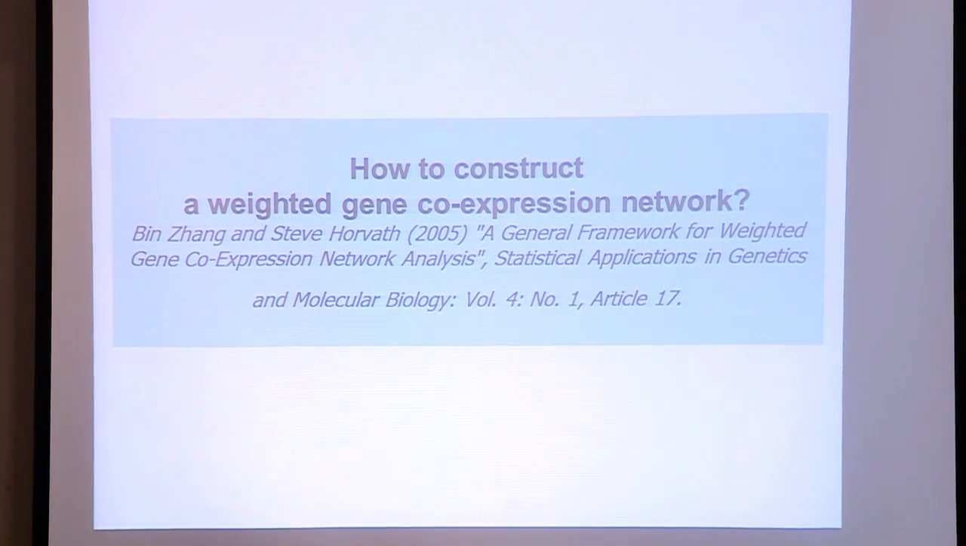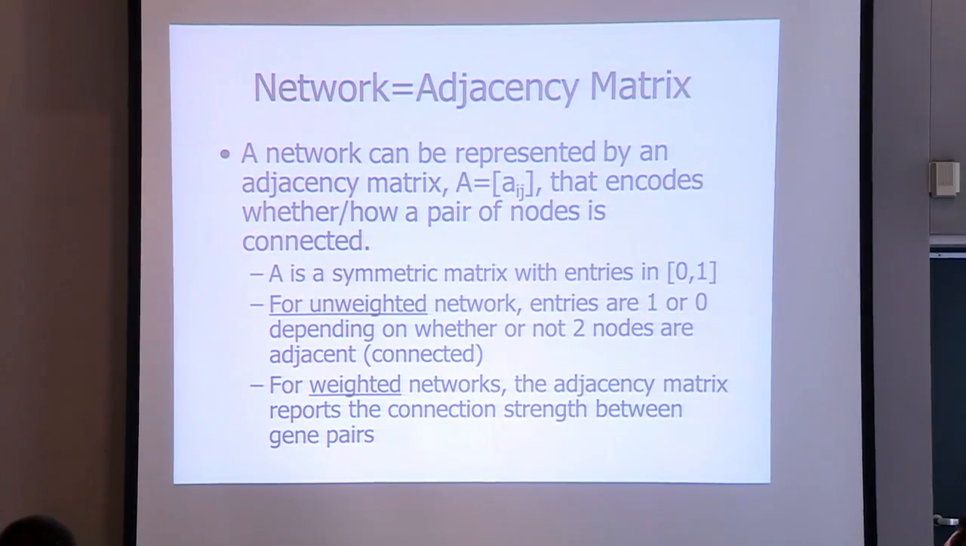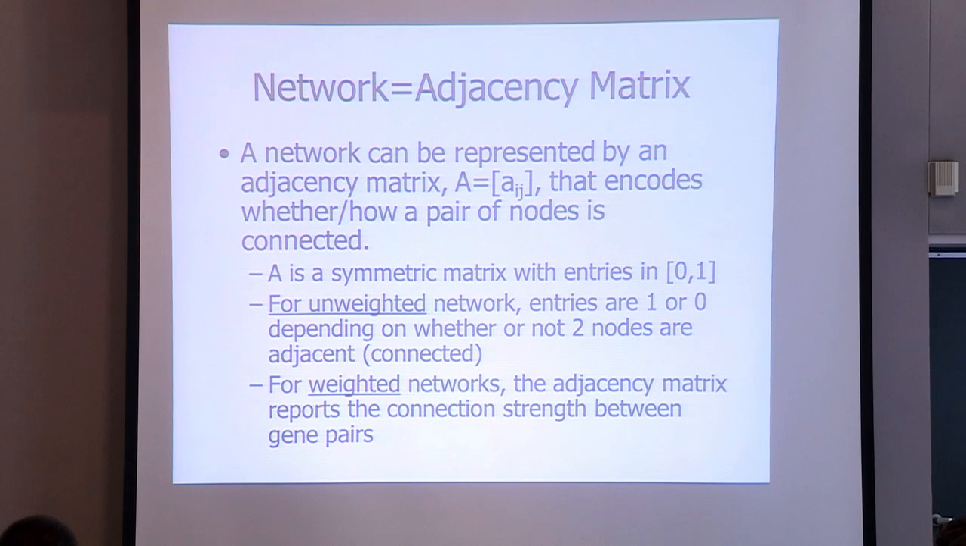So how do we construct a weighted gene co-expression network? Let's start out even with what is a network? Well, for us, a network is specified by a matrix, and this matrix is called adjacency matrix. And so this matrix is typically a symmetric matrix because we deal with undirected networks, and the entries of that matrix take on values between 0 and 1. And for an unweighted network, the entries are 1 or 0, indicating whether two genes are connected or not connected. Whereas for a weighted network, the entries are real numbers. They measure the strength of the connection.